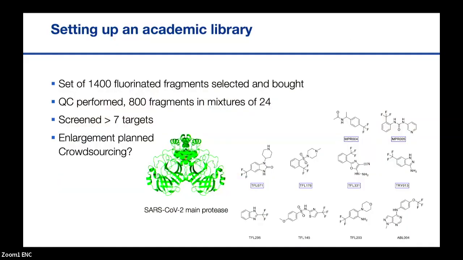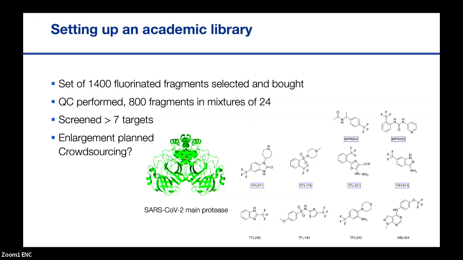we now have this library, which 800 fragments passed our quality control. We screened them in mixtures of 24. We have already screened them on quite a number of targets. Here is just one example, the COVID main protease. And for all of these targets, we got hits, and here are the hits that we got for the protease.